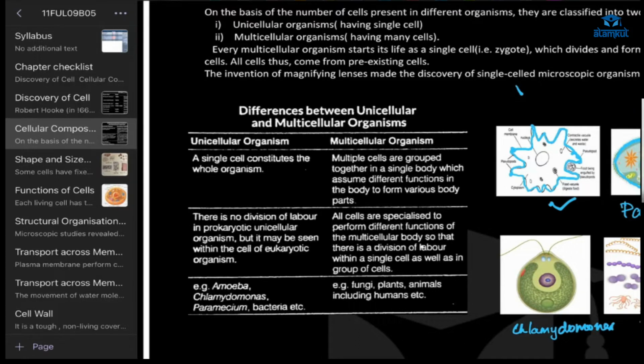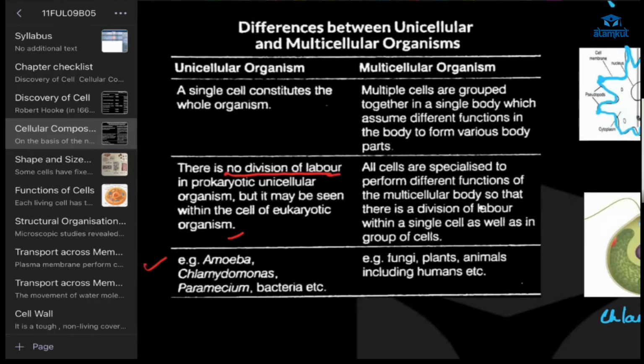Okay. Then you wrote a single cell constitutes the whole organism, right? And you wrote there is no division of labor in prokaryotic unicellular organism, but it can be seen in the cells of eukaryotic organisms. This thing you didn't write, but you wrote no division of labor in unicellular organism. Then you wrote lifespan is comparatively short, right? And there was something you left. Examples, I left.